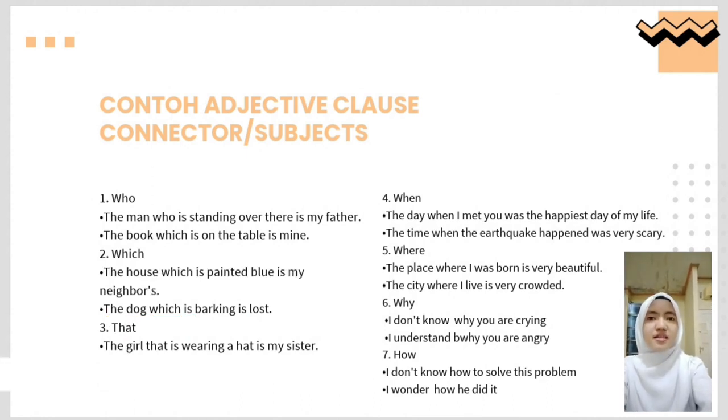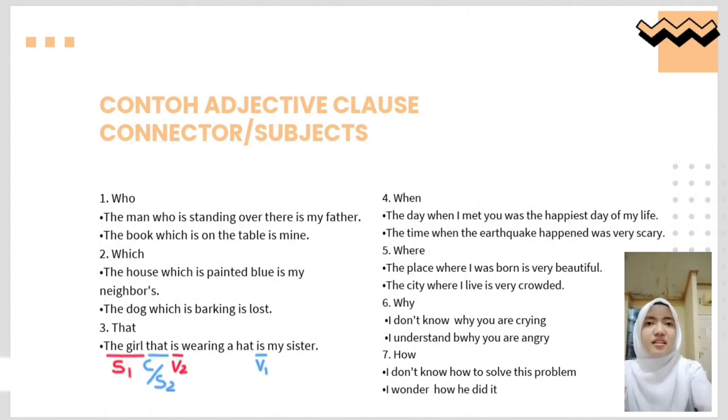The third example, connector that. Example sentence: The girl that is wearing a hat is my sister. The girl is the subject 1. That is wearing a hat is the adjective clause, with that as the subject or connector 2, and is as the verb 2. Is my sister is the verb 1.